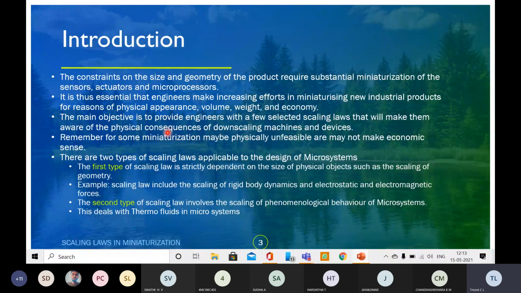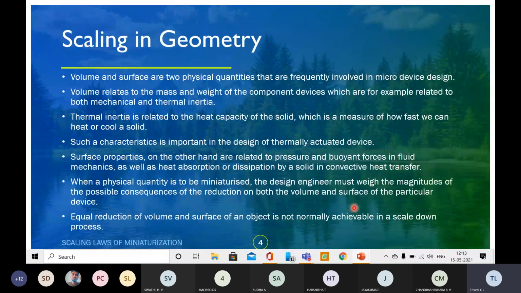And whenever you go for the miniaturization, you have to remember two types of scaling laws here. One is when you design these microsystems, one is with respect to the size of the physical objects, and the second one is with respect to the behavior of the microsystems. So these two we have to consider whenever you go for the scaling laws, when you apply them for the design of microsystems.